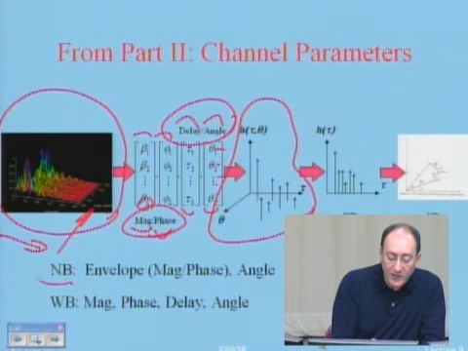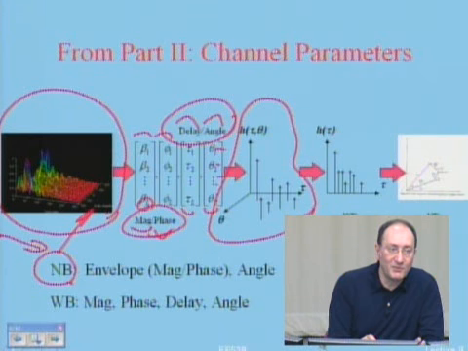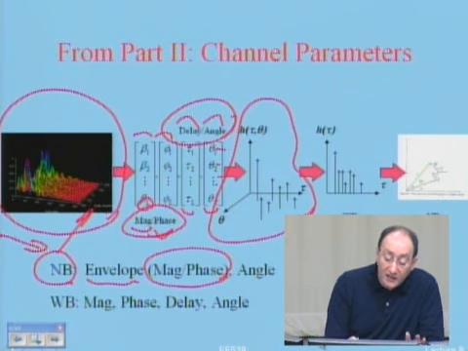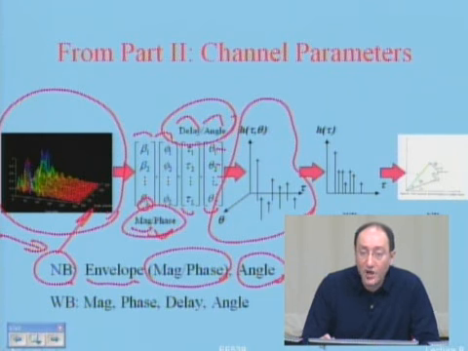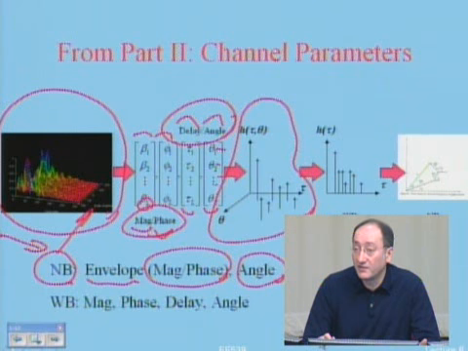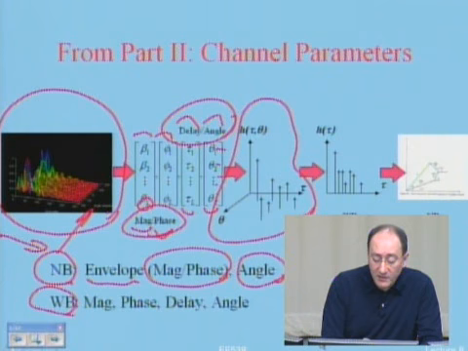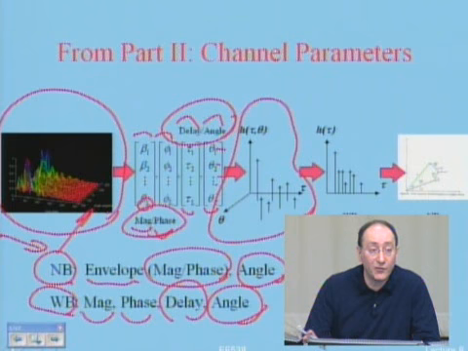If I'm doing narrowband communication, I'm only interested in what? In the envelope. And the envelope is really magnitude and phase. Well, I'm also interested in angle of arrival if I have a MIMO receiver, or if I want to do space-time coding. Okay. When I'm talking about wideband modems, I'm interested in magnitude, phase, delay, and angle of arrival. I'm interested in all four of them. Lecture 7 is related to narrowband.